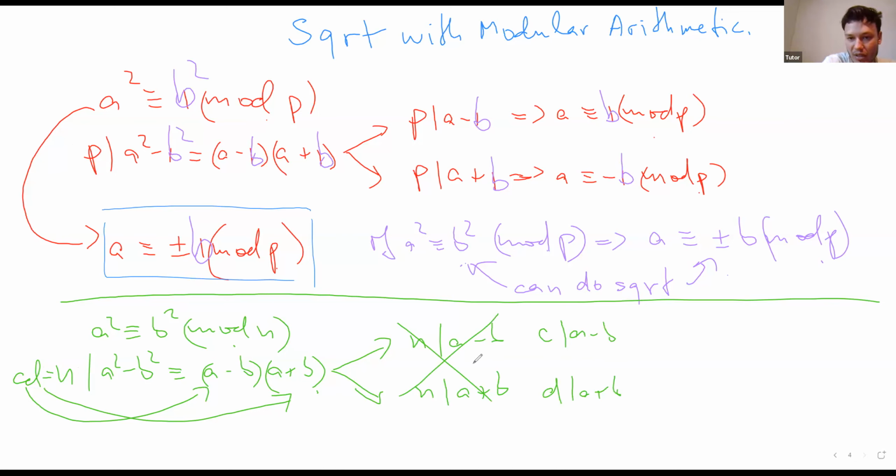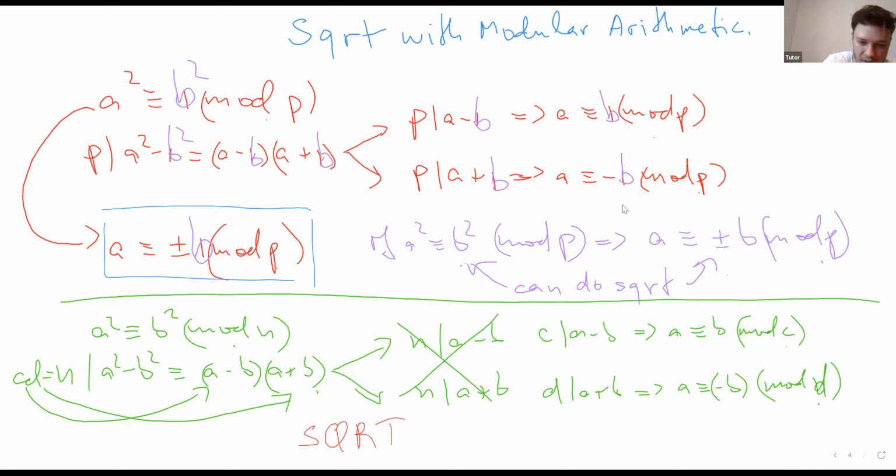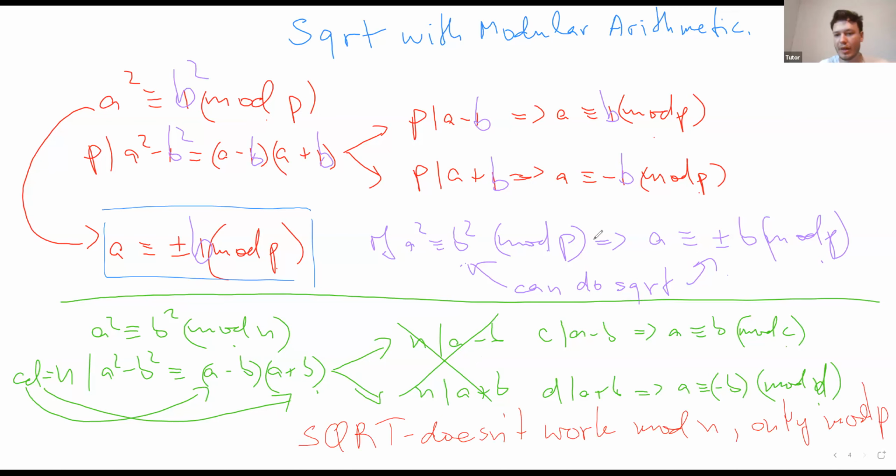But then, what does this mean? This means that a is congruent with b mod c, or a is congruent with minus b mod d, right? So basically the square root doesn't work in here. Square root doesn't work mod n, only mod p, right? So the only way taking square roots works is if you do it mod p.